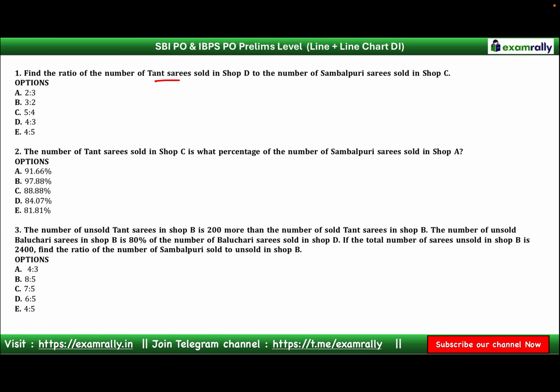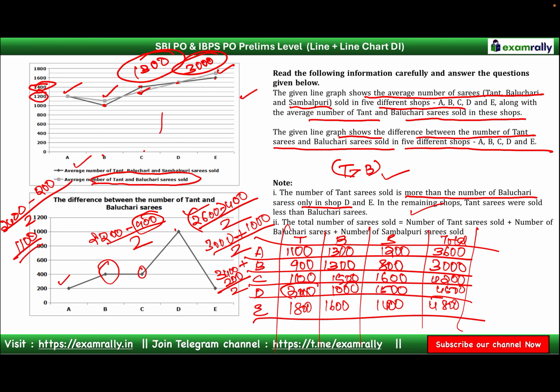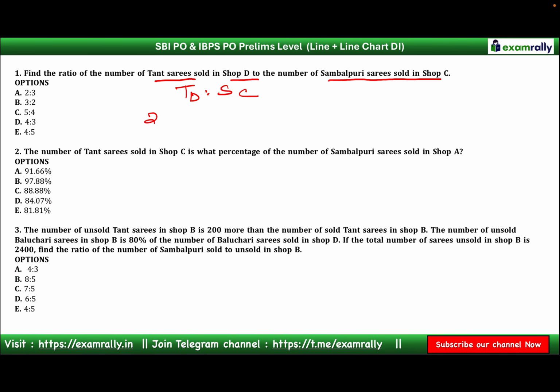Find the ratio of number of tanned sarees sold in D to the number of Sambalpuri sarees sold in shop C. So tanned in D is to Sambalpuri sarees in C. In D, tanned is 2000 and Sambalpuri sarees in C is 1600. So 2000 is to 1600. If you are cancelling by 4, you will get the ratio 5:4. Okay. See the next question.